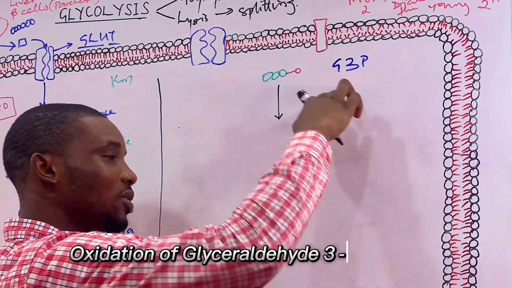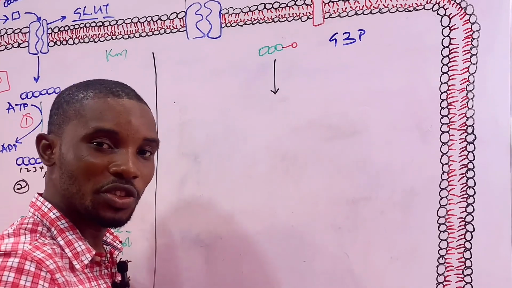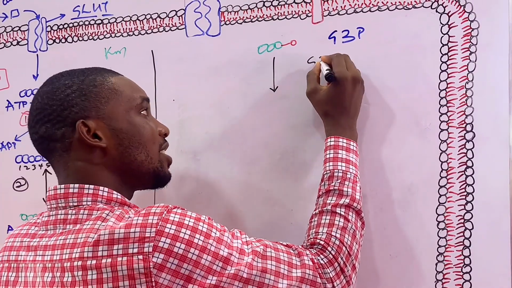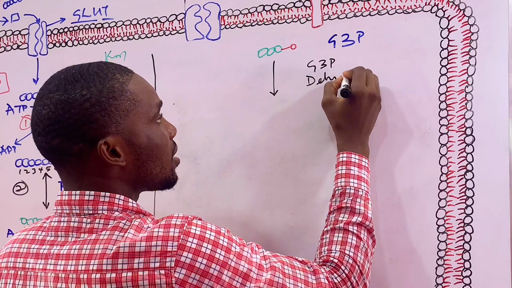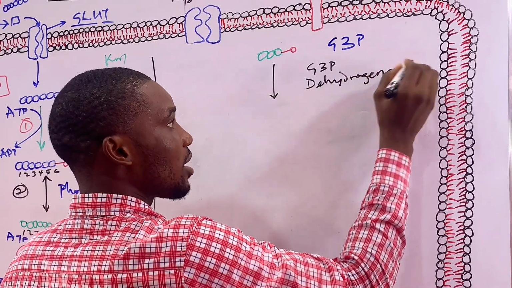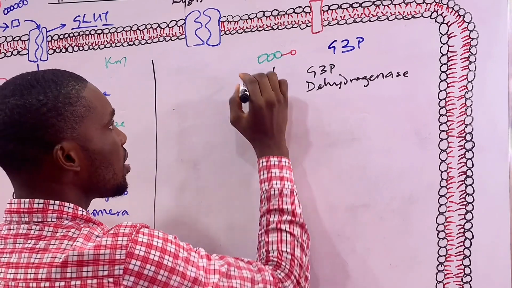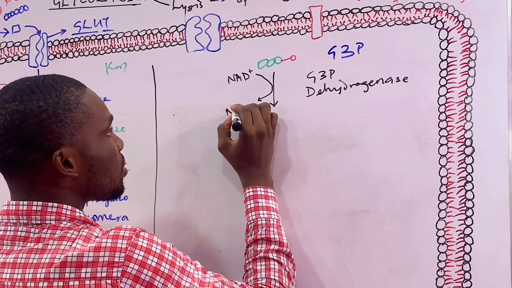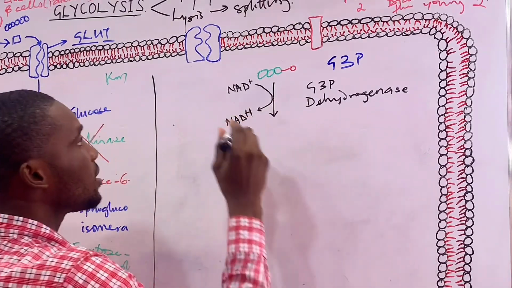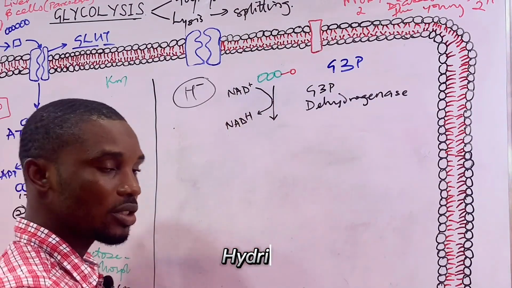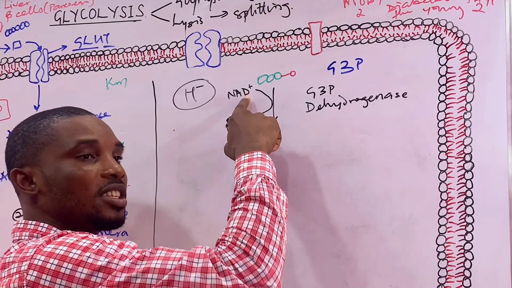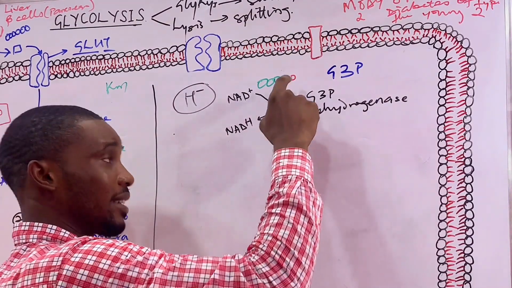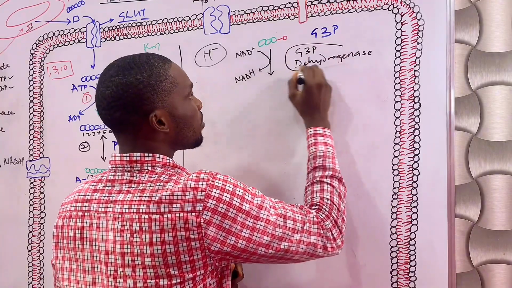Now, the next thing that happens is oxidation of this glyceraldehyde 3-phosphate. What did I tell you about the redox reaction? That's the oxidation reduction reaction. Dehydrogenase, right? The glyceraldehyde 3-phosphate dehydrogenase catalyzes this reaction. And I told you dehydrogenase uses NAD, right? So NAD plus comes here to be converted to NADH. It takes a hydride, a H minus, to add to the NAD plus to form NADH. The H minus is gotten from glyceraldehyde 3-phosphate.